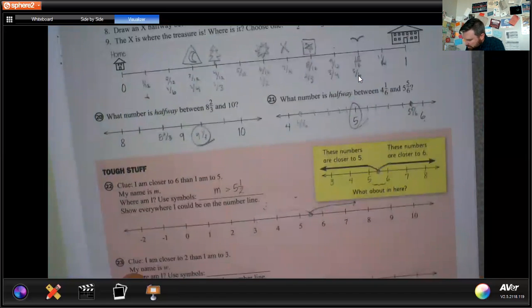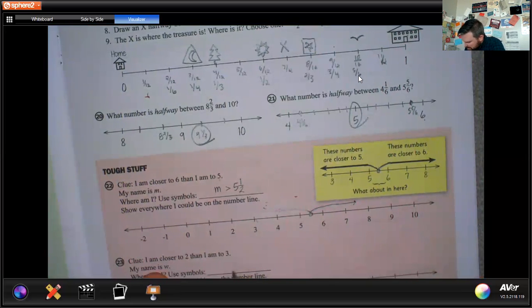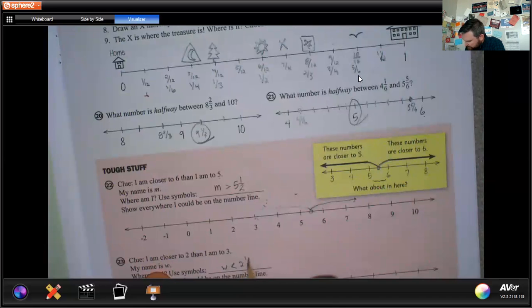Okay? I am closer to 2 than I am 3. So again, 2 and 3, this is our halfway. We are closer to 2, so that goes this way. Okay? The reason these numbers aren't closer to 2 than 3 is because they have to pass through 3 to get to 2. So my name is W. So W is less than 2.5.